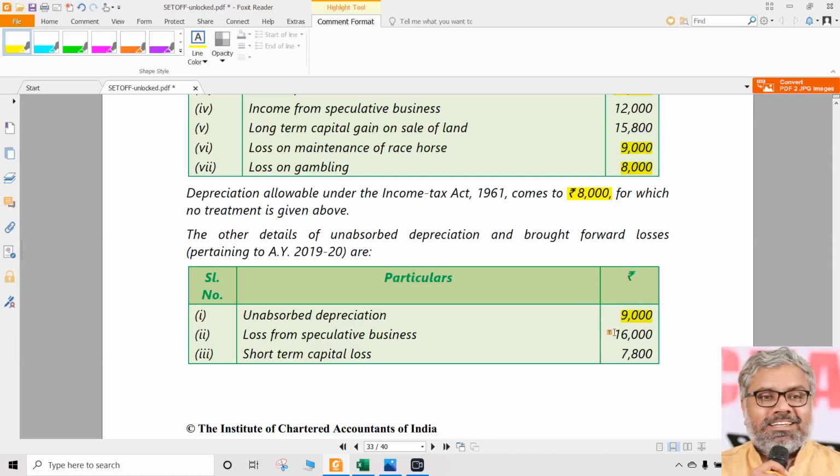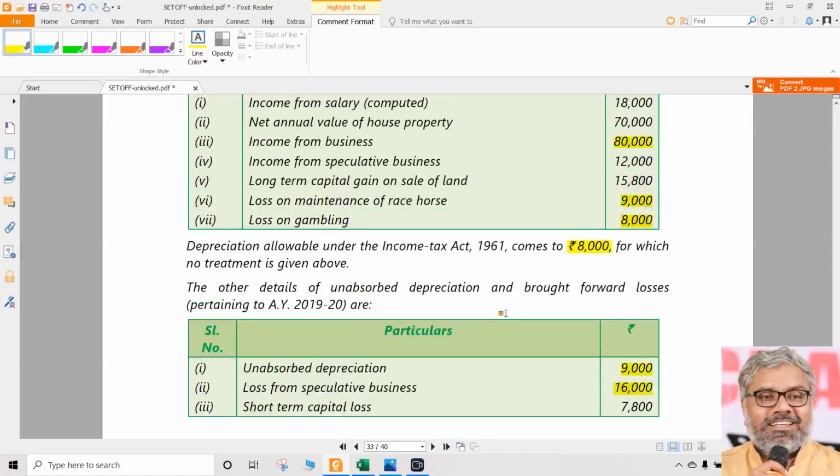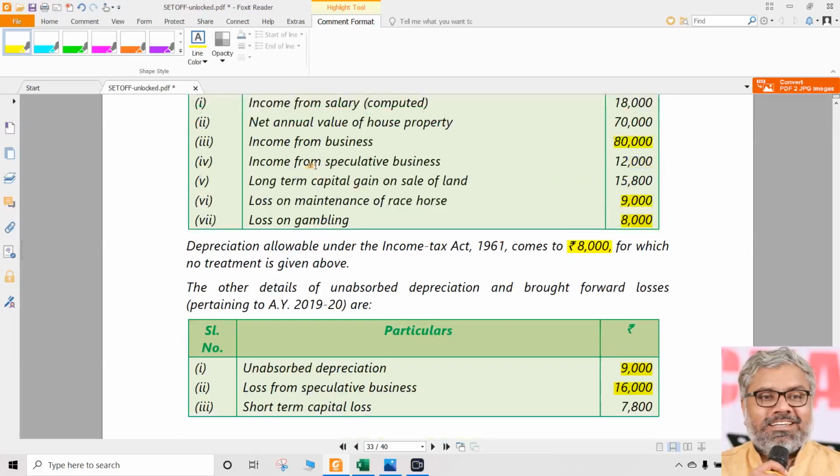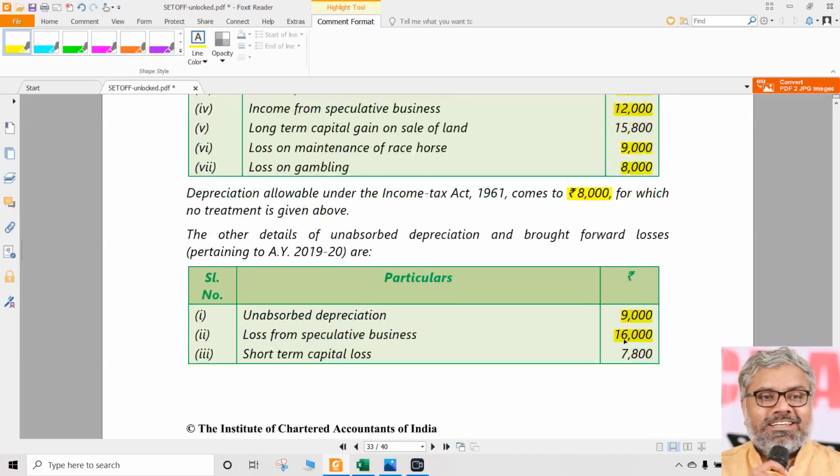But what about the loss from speculative business of 16,000? Can that be adjusted here? Yes, but only against income from speculative business. Since there is a 16,000 loss brought forward, but the only available income from speculative business is 12,000, the remaining 4,000 has to be carried forward. How many years? Since this loss pertains to last year, 4 more years were available. One year is over, so for 3 more years this remaining 4,000 can be carried forward.